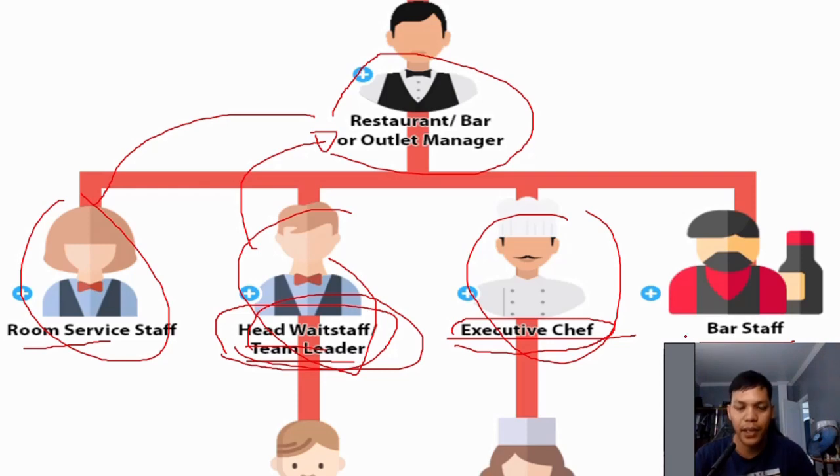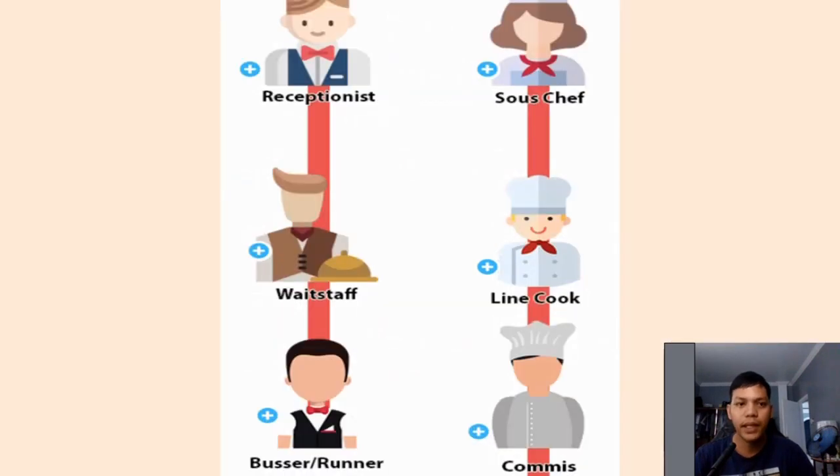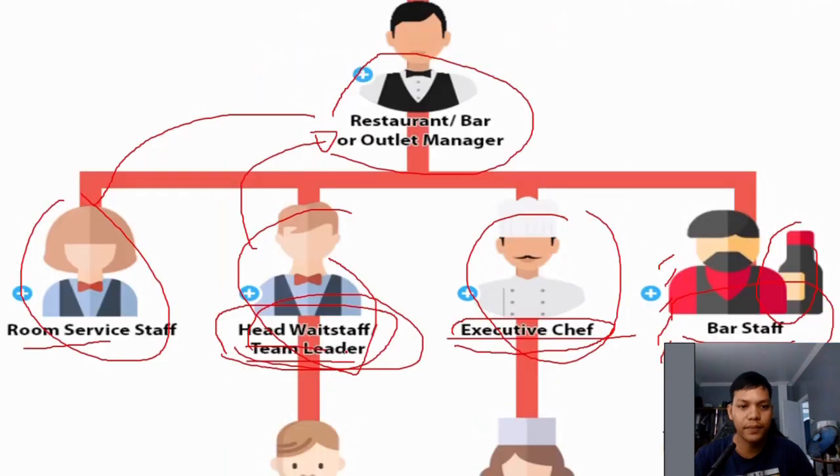And we also have here the bar staff. The bar staff will prepare beverages. He will focus only on the beverages, and it must be according to the prescribed standards. He will also conduct the inventory of bar supplies. He will check all the available supplies within the bar, the wines and other beverages, and he will also assist the guest in choosing his or her beverage order.